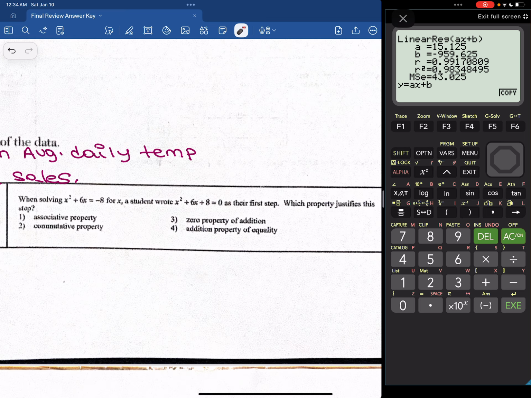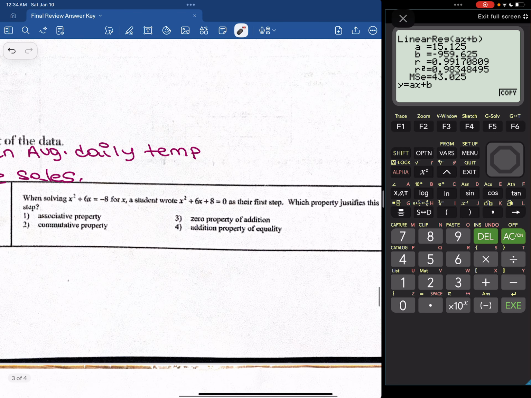So what happened, if you look at it, is that 8 was added to both sides of the equation. When you do that, the -8 would cancel on the right side and it would be added on to the left side. So we would have x squared plus 6x plus 8. So if we added 8 to both sides of an equation, the property that we used would be the addition property of equality as well, because we're adding a value to both sides of the equation to keep it balanced.